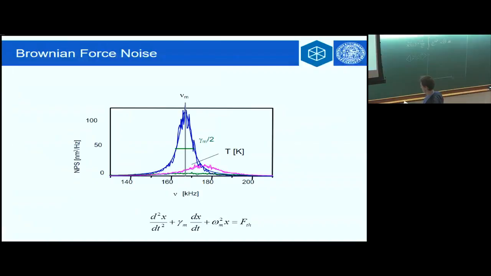Now this is what is called the noise power spectrum, S_xx of omega. And now there's the Wiener-Khinchin theorem, which tells us that S_xx is the Fourier transform from minus infinity to infinity of the autocorrelation function.